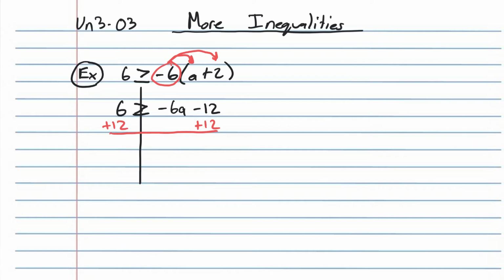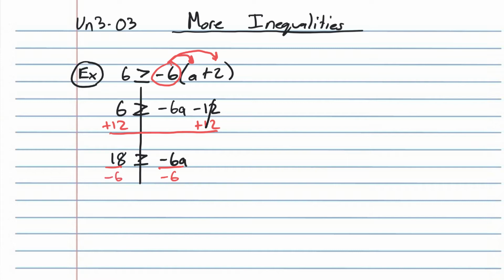Okay, so leftovers. These cancel each other out. We get negative 6a. I still haven't multiplied or divided by a negative number to switch sides yet, so our symbol is still that way. And 6 plus 12 gives you 18. And the last step is to get rid of that negative 6. It's attached, so get rid of it by dividing.